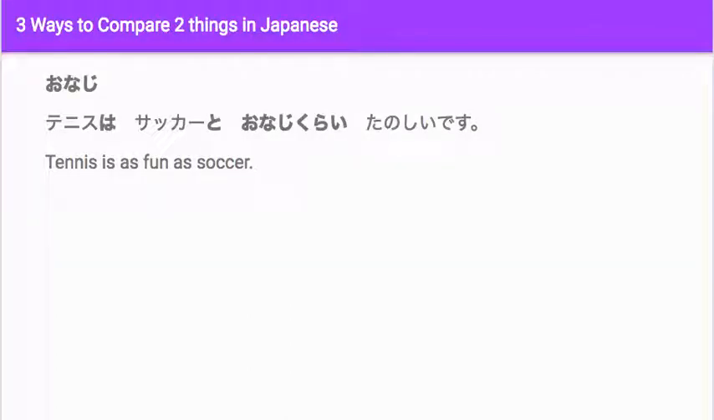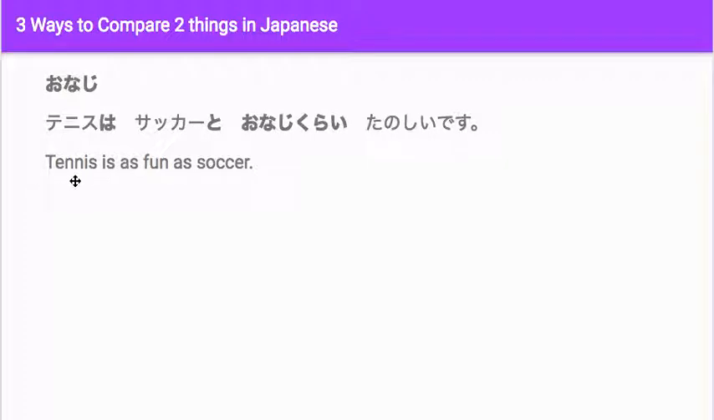Another way to compare 2 things is using onaji. Onaji means same. Onaji kurai means about the same. Tennisu wa saka to onaji kurai tanoshii desu.